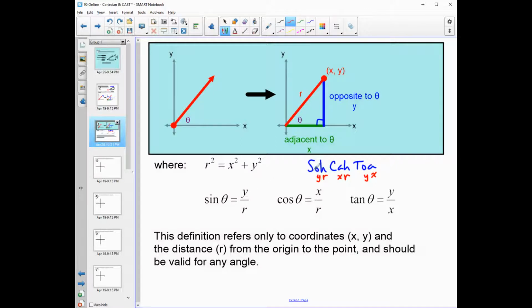So now when I express my trigonometric ratios in terms of sine, cosine, and tangent, instead of writing opposite over hypotenuse, I want to get more into the practice of writing this as y over r, the y-coordinate over the radius of the terminal arm. And because these definitions only refer to x, y, and r, then we should be able to extend these for any possible angle. And we're going to do that now.